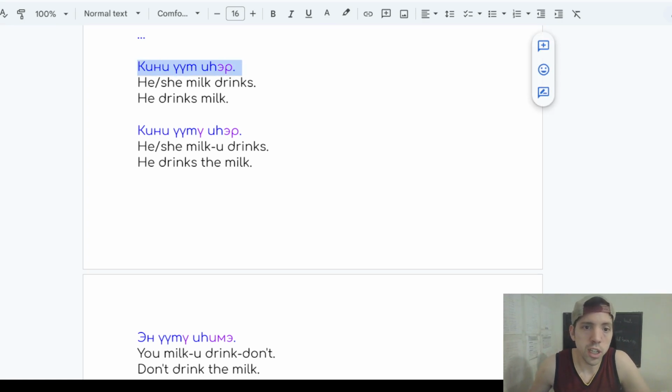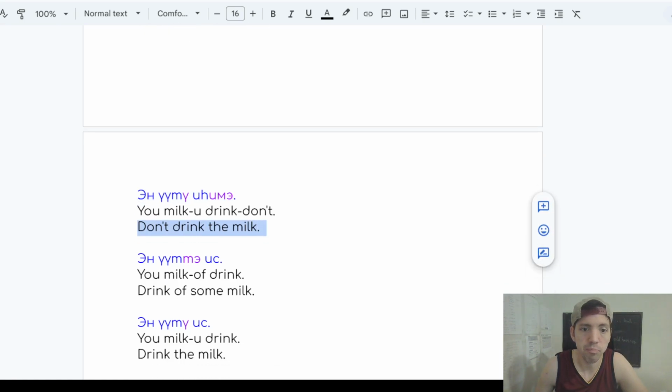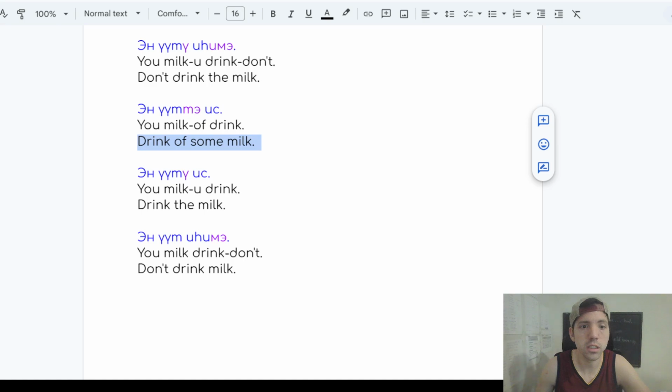So, kini utiher, he drinks milk. We don't have a case ending after ut. Kini utuiher. That specifies, that emphasizes the direct object of milk, ut. He drinks the milk. We do that with the in English. Don't drink the milk. Same idea. En utuihime. Don't drink the milk. En uteis. Drink of the milk, or drink some milk, is how we would probably say that in English. En utuis. Drink the milk.